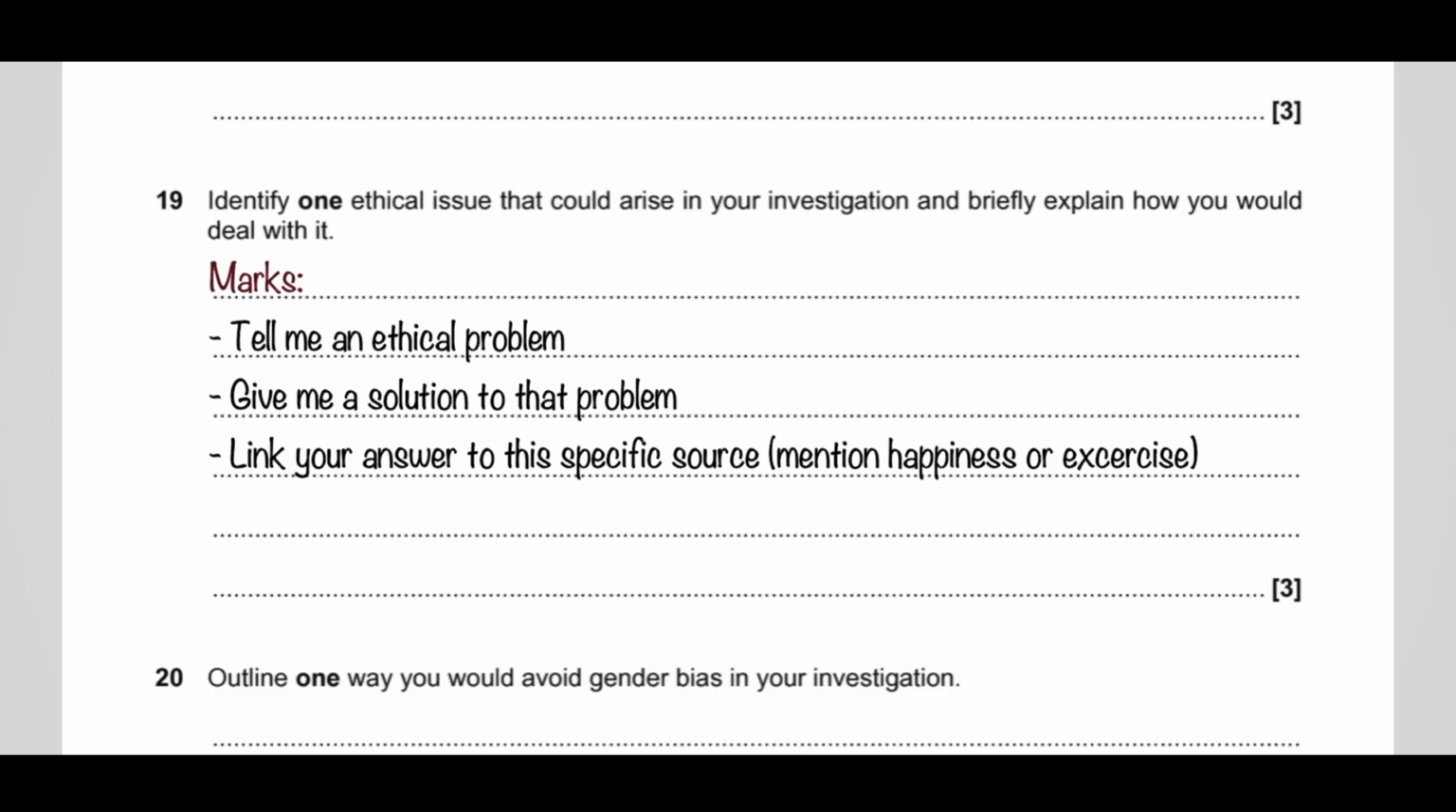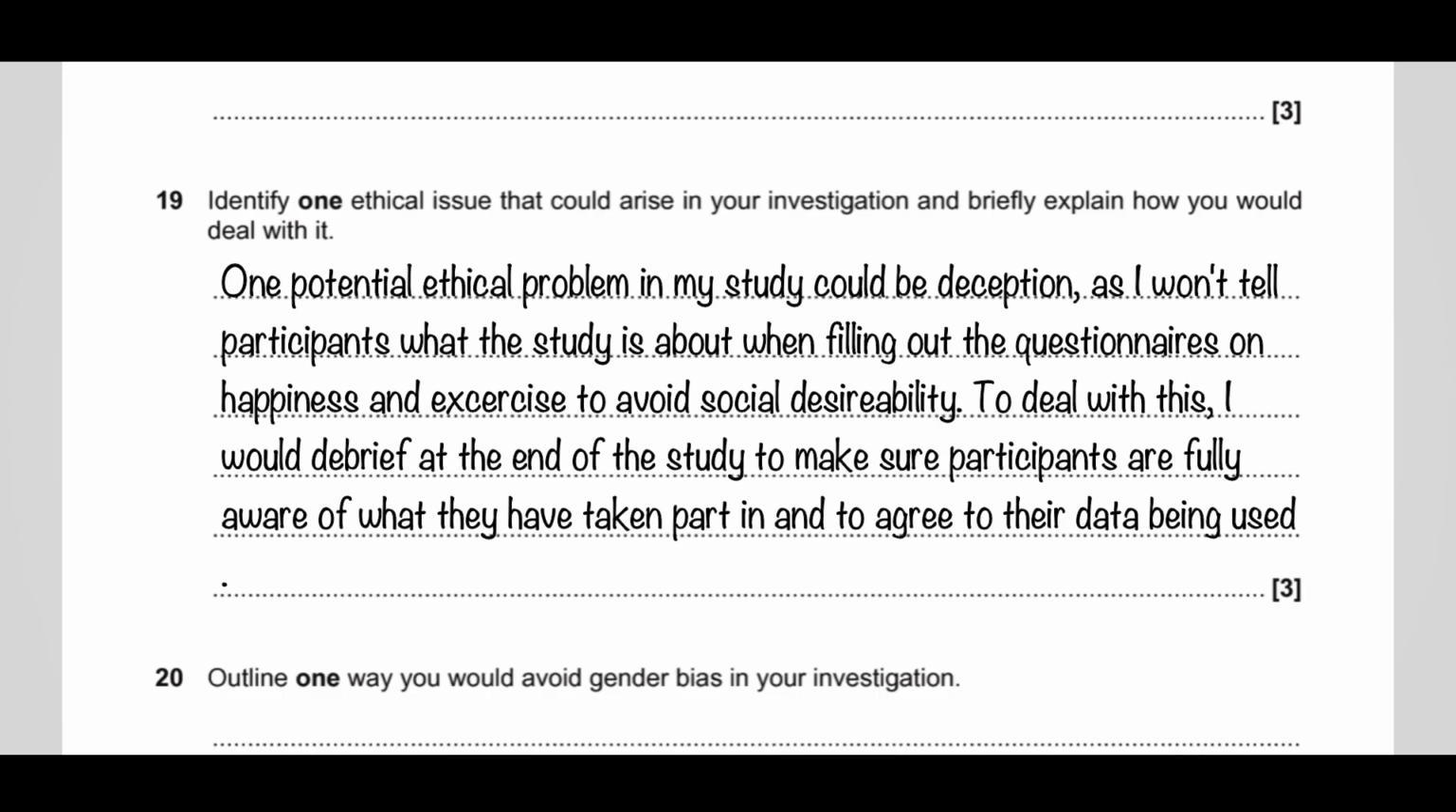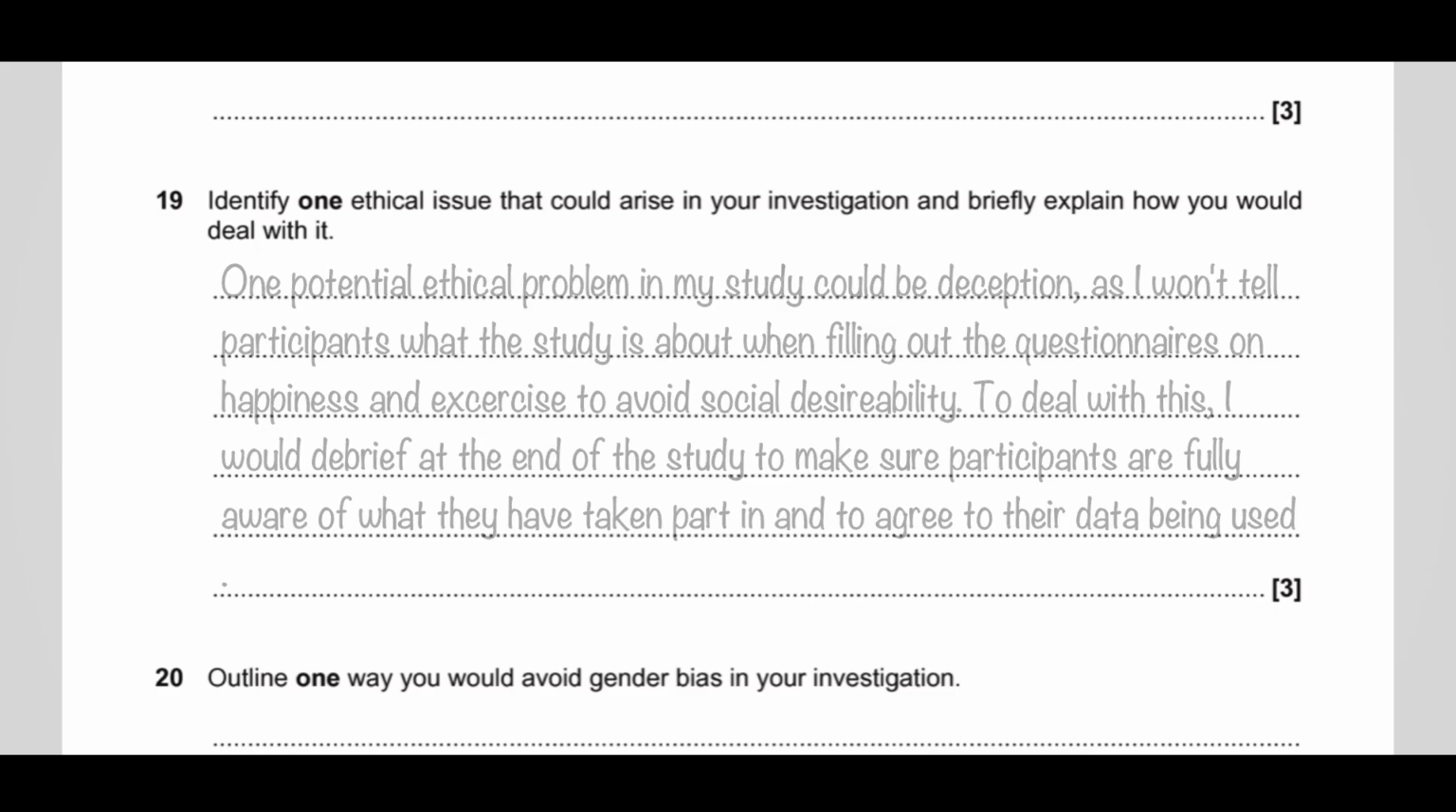They're the 3 marks, 1 for identifying a problem, 1 for identifying a solution, and 1 for coming up with a contextualized answer, something that's going to mention something about exercise or happiness. They're the key terms that I'm going to be looking for. Potential answers would include something about deception being a potential problem, and using a debrief to fix that, or confidentiality and using things like code names to keep people's names confidential would work as a potential solution.